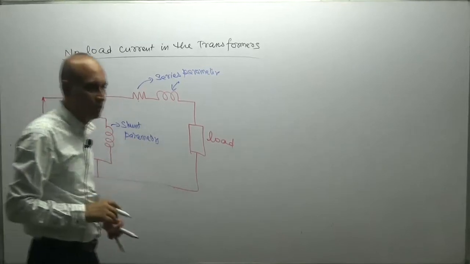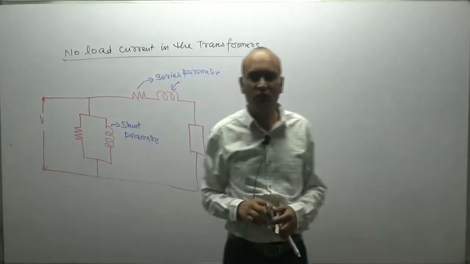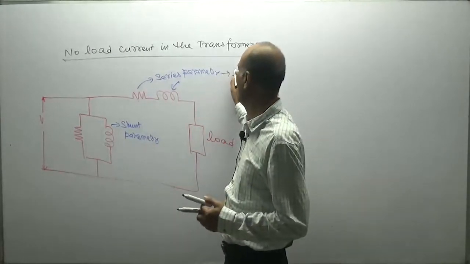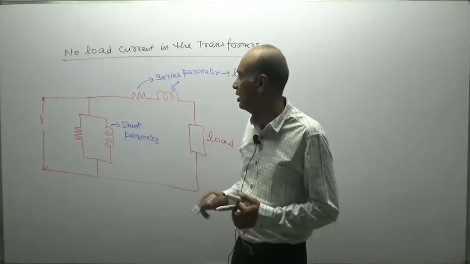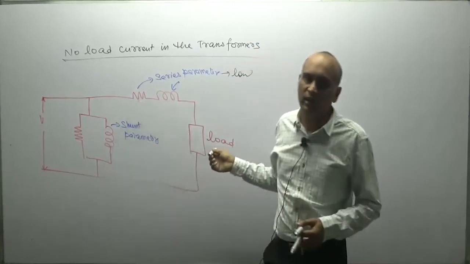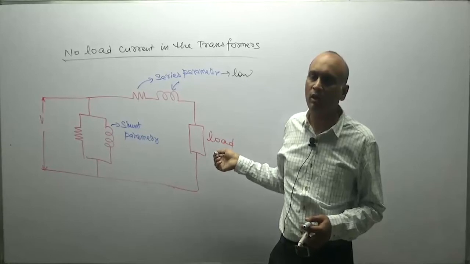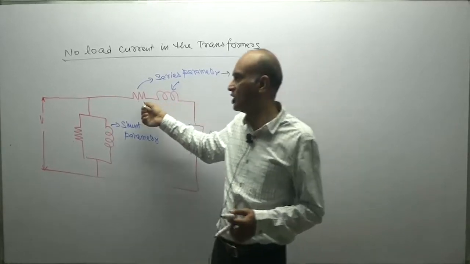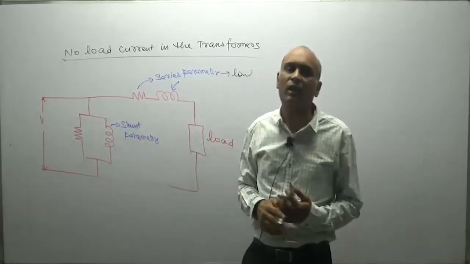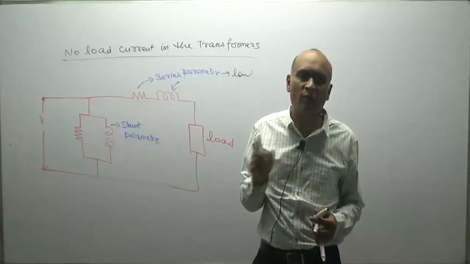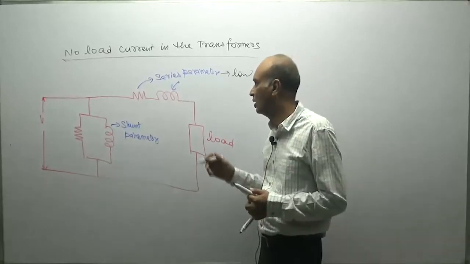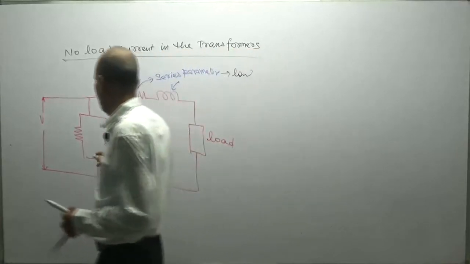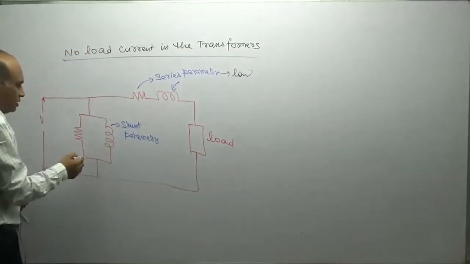In a good transformer, the value of the series parameter should be low. Any resistance in series with the load should have a low value. So this is the resistance of the transformer, or you can say the resistance of the copper windings of the transformer. This is called leakage reactance. These are called shunt parameters.